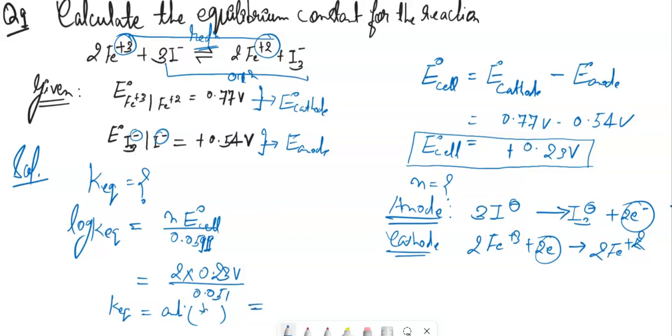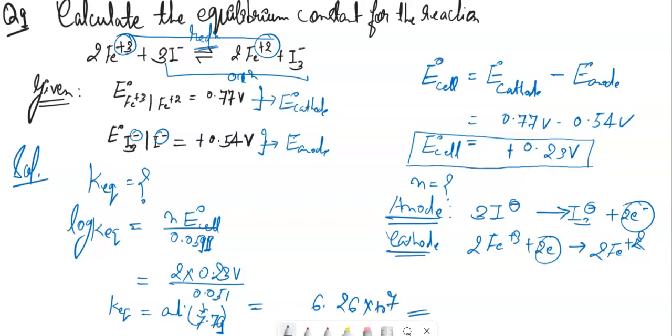When you calculate this value, it will be 7.79. Just calculate the anti-log of this. This will be 6.26 × 10⁷. That's how we solve for K equilibrium.